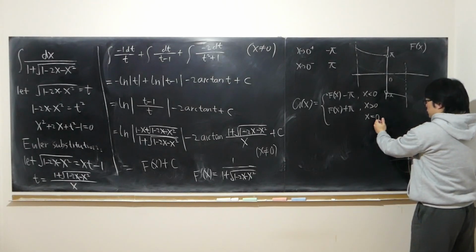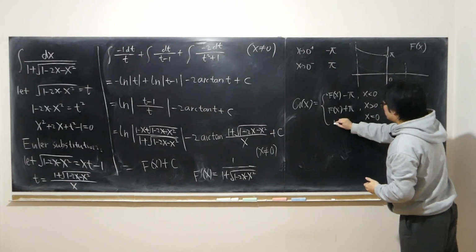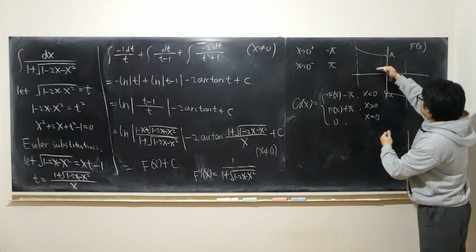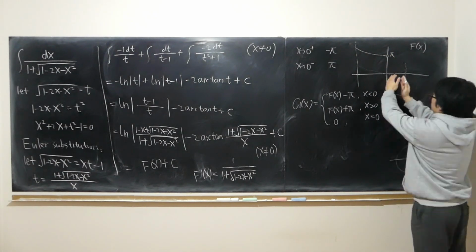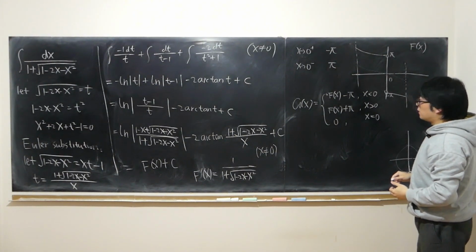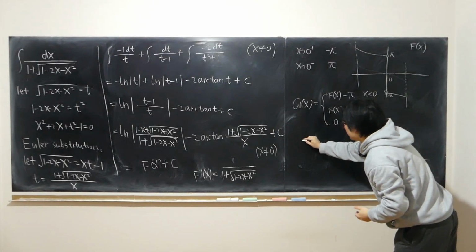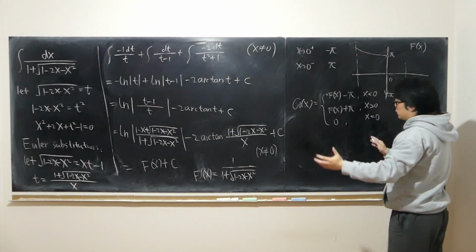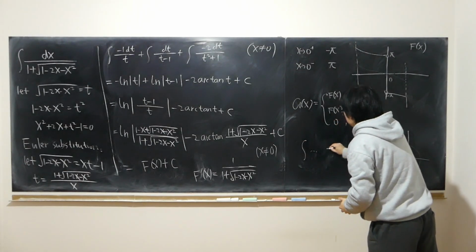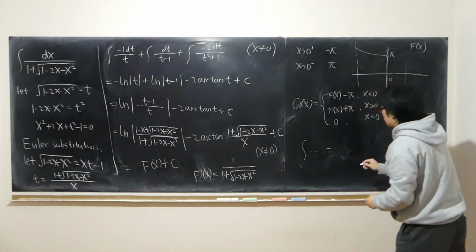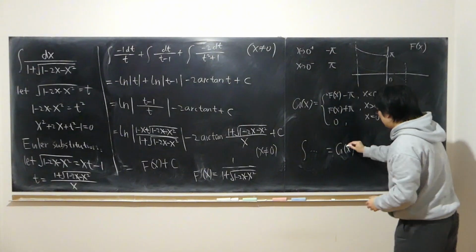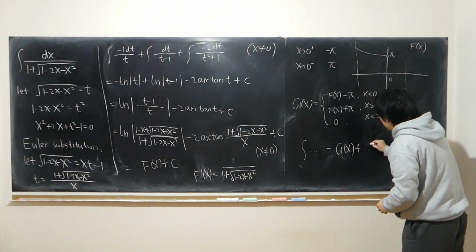If x is equal to 0, I'm redefining it as 0. Like I said, this time, downwards, upwards, they redefine it as 0. It's continuous everywhere, including 0. So this time I can safely say that no matter whether x is equal to 0 or not, the antiderivative of my original should be equal to g of x. This time I can finally add plus c.